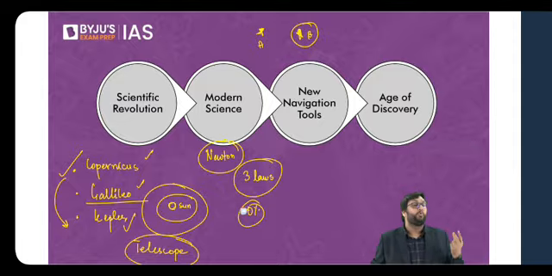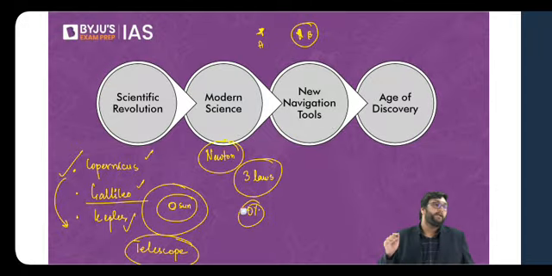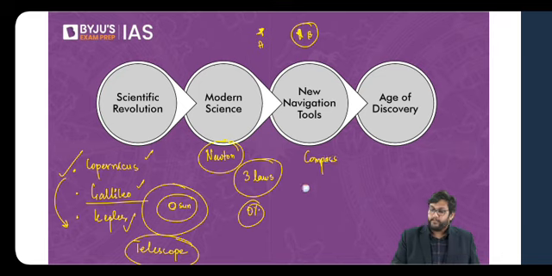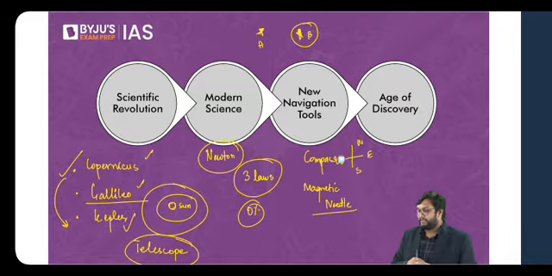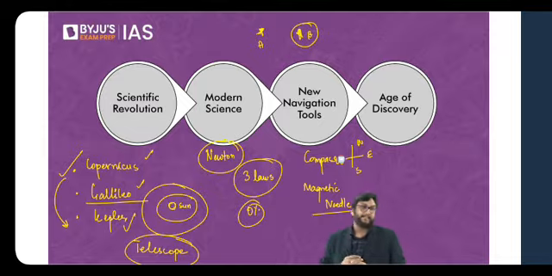And there were two very important tools which were developed based on modern sciences, which is the compass and the magnetic needle. Can anybody tell me? Compass, we know it shows north, south, east, west. What does the magnetic needle show you? Any idea? Magnetic needle, what does it show you?